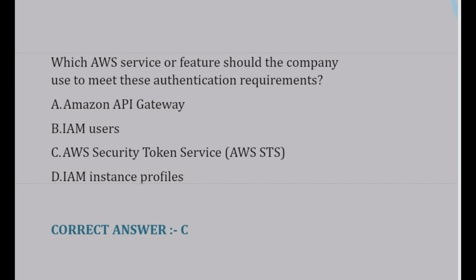Now the options are: option A. Amazon API Gateway. Option B. IAM Users. Option C. AWS Security Token Service (AWS STS). Option D. IAM Instance Profiles. Correct answer is option C.